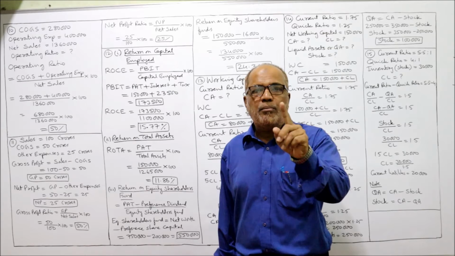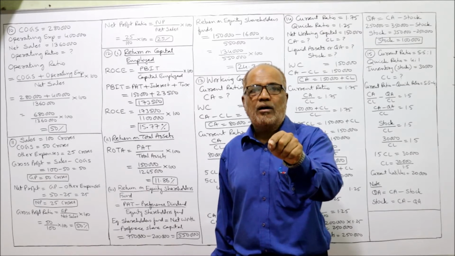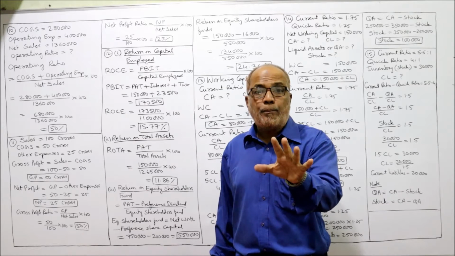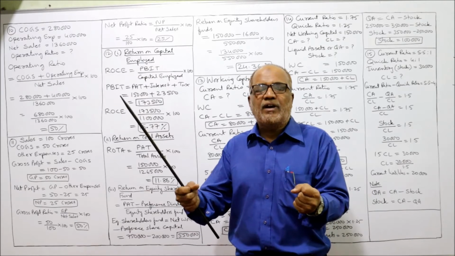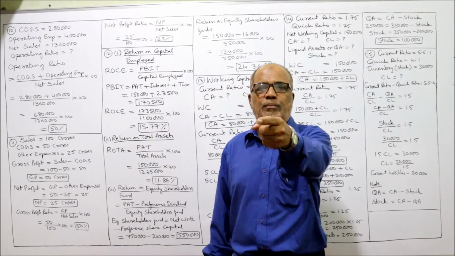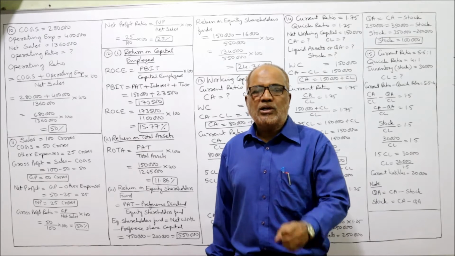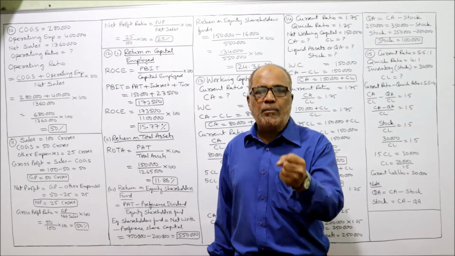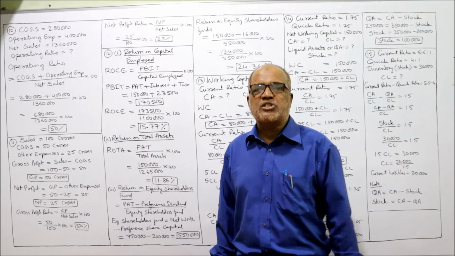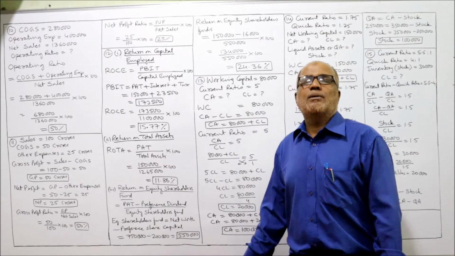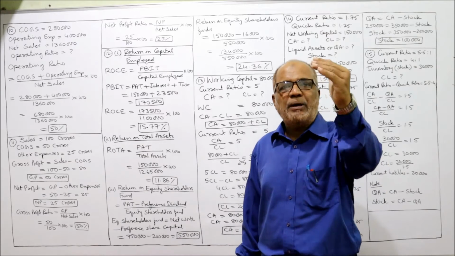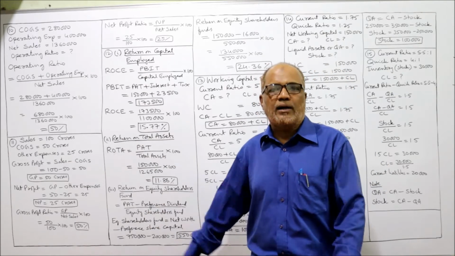Ultimately, every problem depends on the formula. So you have to take the pain of remembering the formula. If you remember the formula, definitely full control of the problems will be in your hands. So take a little pain to remember all the formulas which I have specified in the first 3 videos. So return on capital employed, ROCE: PBIT divided by capital employed into 100.